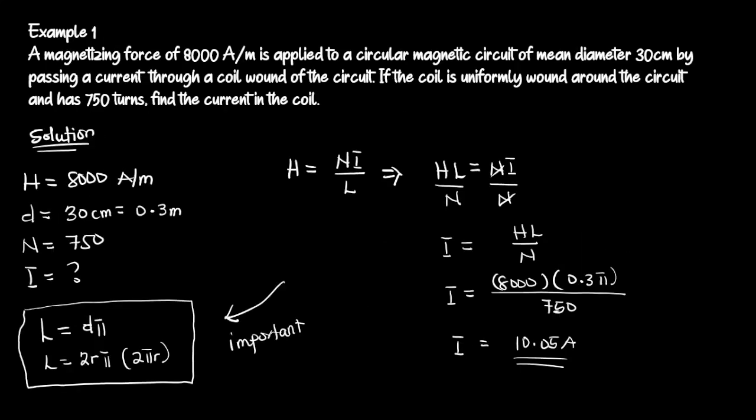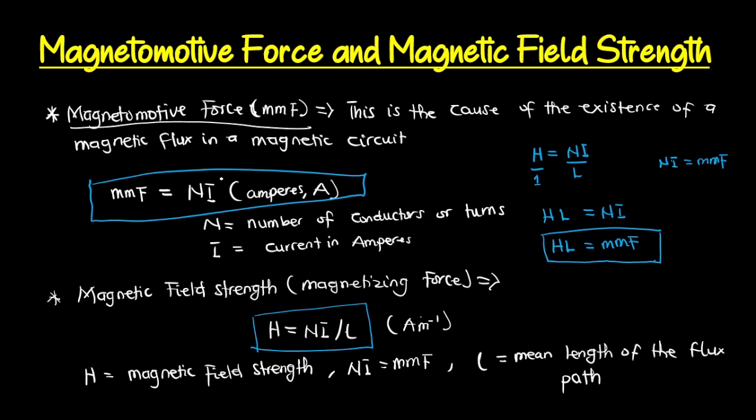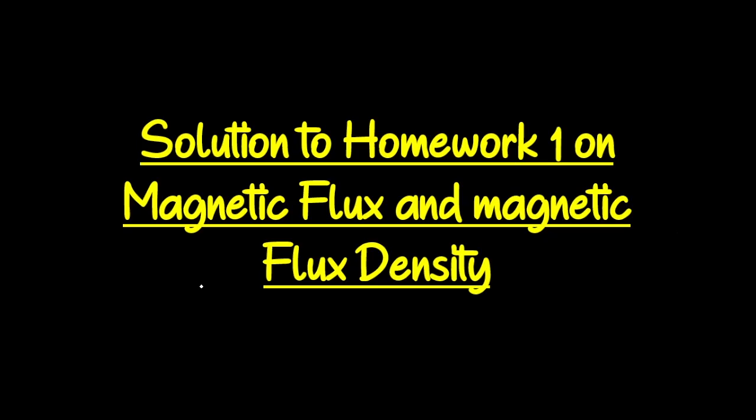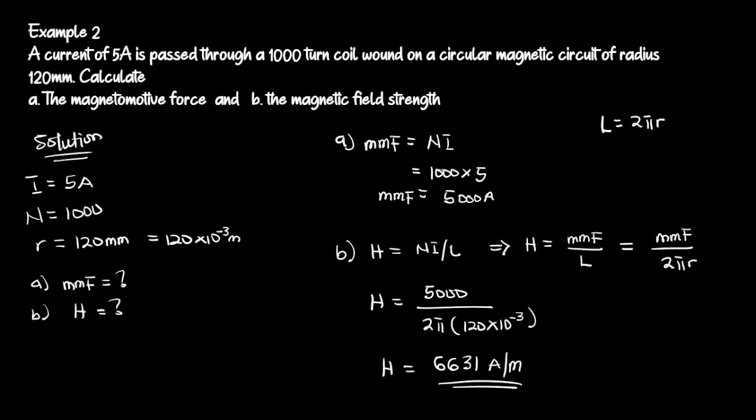It is important to note that, as we said, this is the formula for magnetomotive force, which is Ni. The N is the number of conductors or turns, and the I is the current. Also, the magnetic field strength H is equal to Ni over L, where Ni is the magnetomotive force and L is the mean length. It is also important to know that the mean length is equal to either 2πr or πd. That is the formula, as we can see here. Once we know those two formulas, it is easy for us to solve our problem.